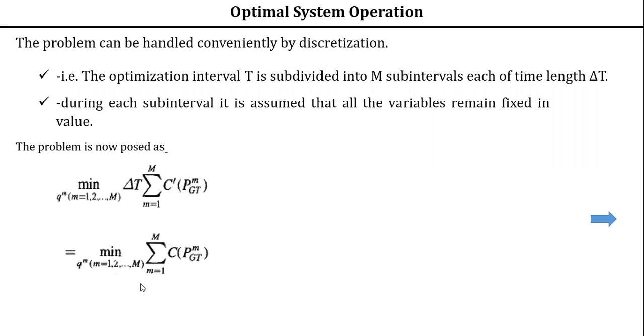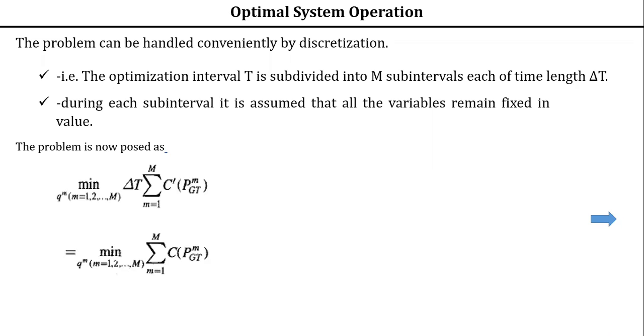So now what is this one? It is your discretized objective function. Remember that the earlier objective function was a linear one, which we have shown, isn't it? Now here we are showing this objective function as a discretized objective function. Now obviously we should get the discretized constraints, isn't it?